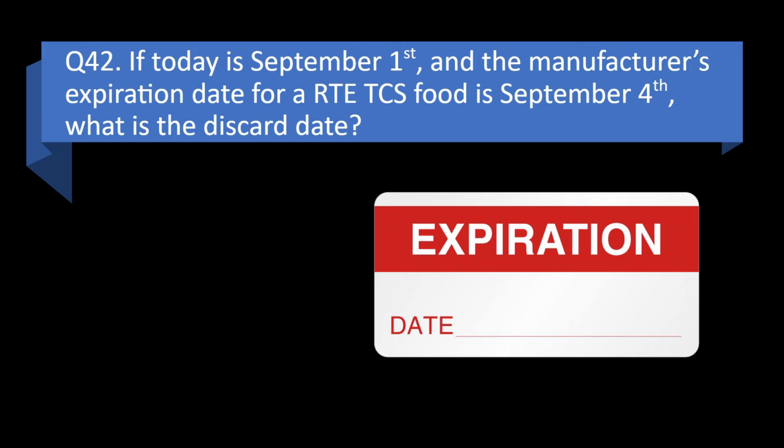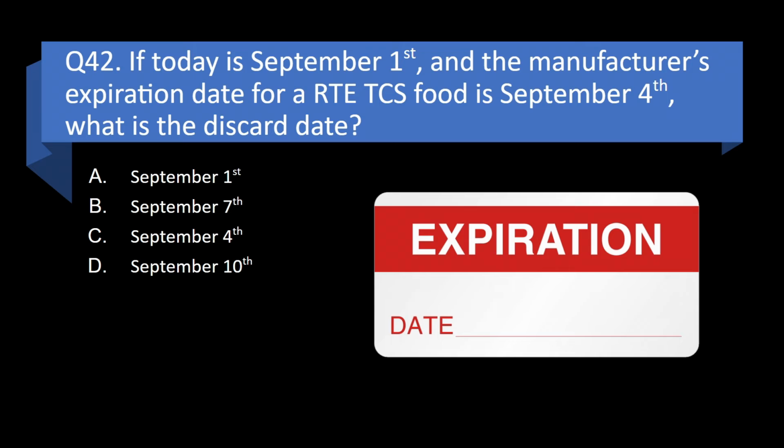Question 42. If today is September 1st, and the manufacturer's expiration date for an RTE-TCS food is September 4th, what is the discard date? September 1st, September 7th, September 4th, or September 10th? C. September 4th.